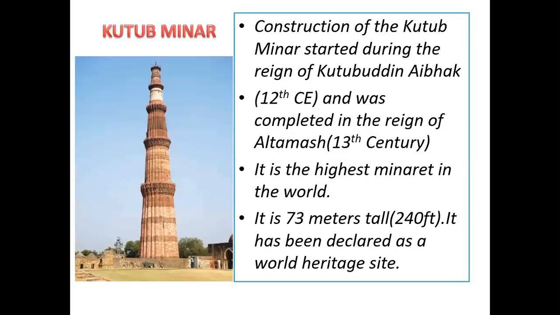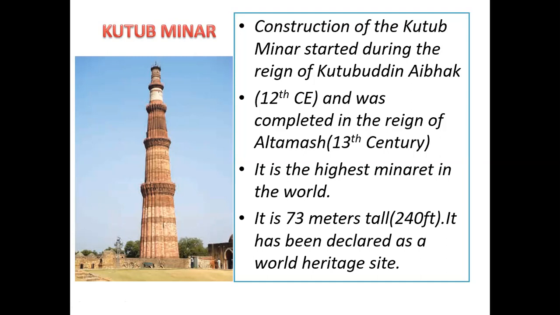Qutub Minar was built during the reign of Qutbuddin Aibak, 12th century CE. It was completed in the reign of Iltutmish, 13th century. So it took a long time, children, almost a century, to complete this particular minaret. It is the highest minaret in the world, 73 meters tall, that is 240 feet, and it has been declared a World Heritage Site. So the first example of Islamic architecture is Qutub Minar.